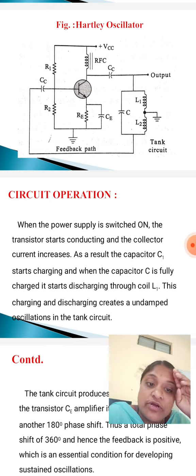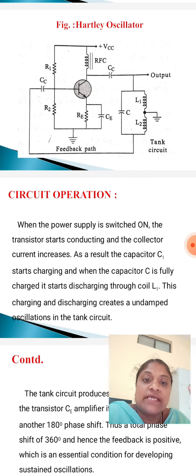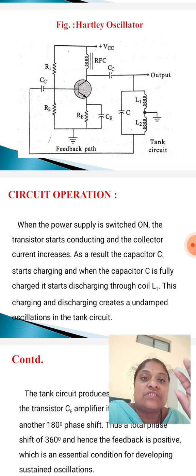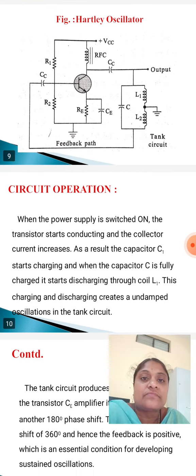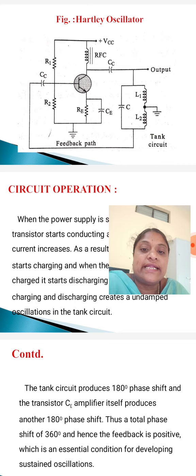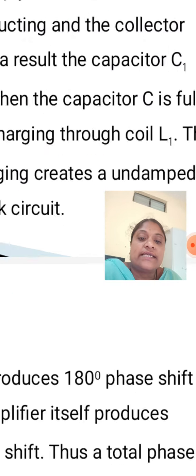I repeat this point again. When the power supply is switched on, the transistor starts conducting and collector current increases. As a result, the capacitor C starts charging, and when the capacitor C is fully charged, it starts discharging through coil L1. This charging and discharging creates undamped oscillations in the tank circuit.